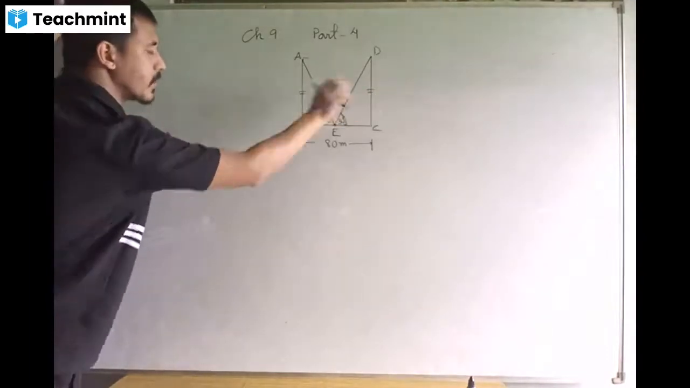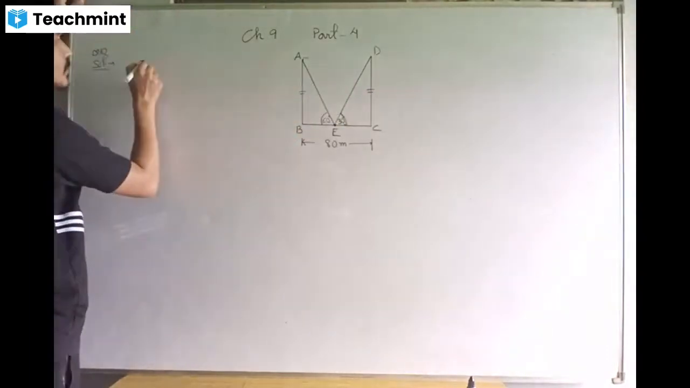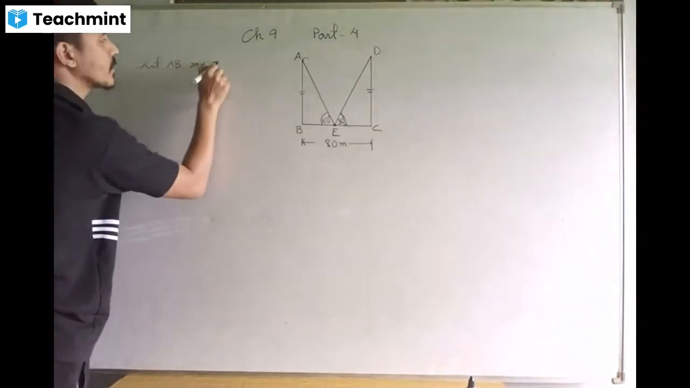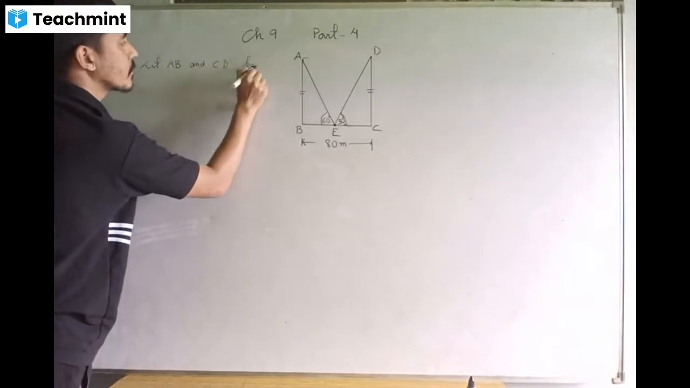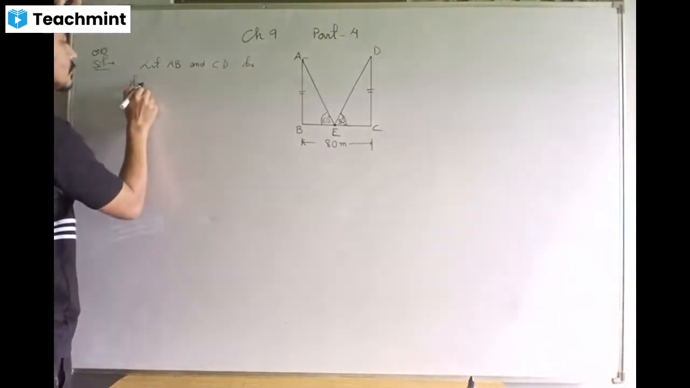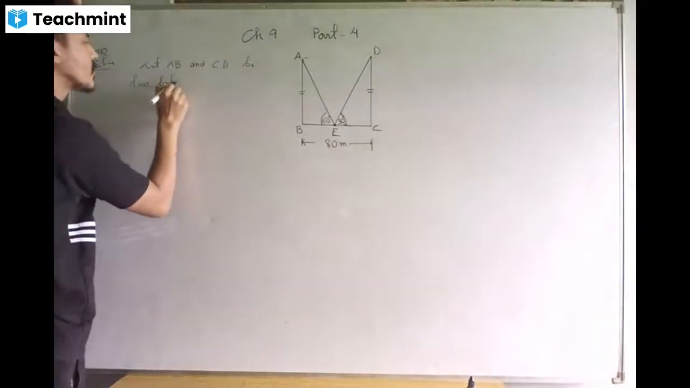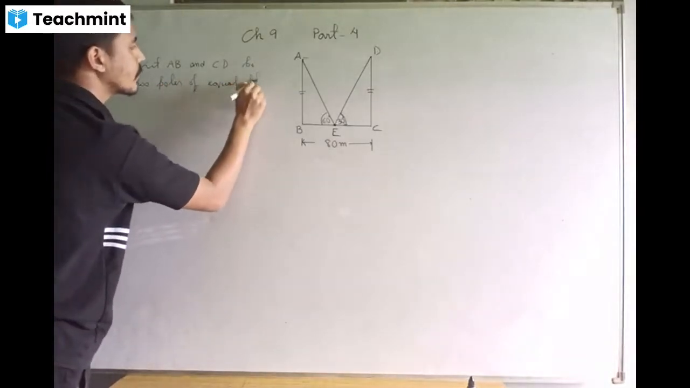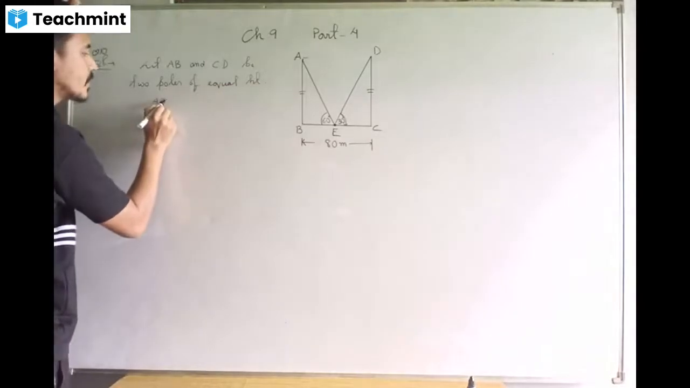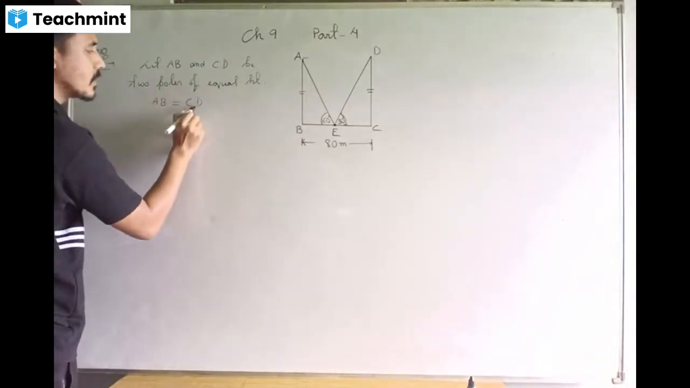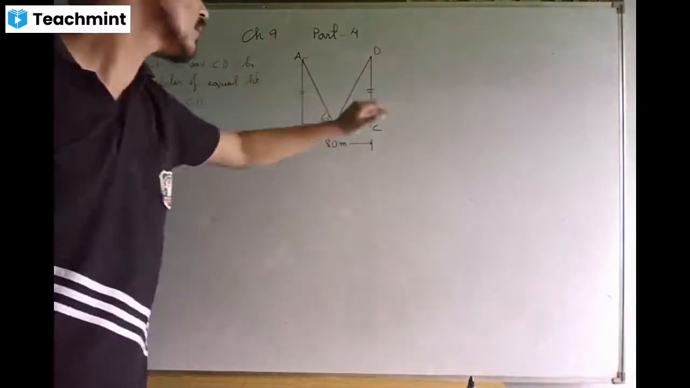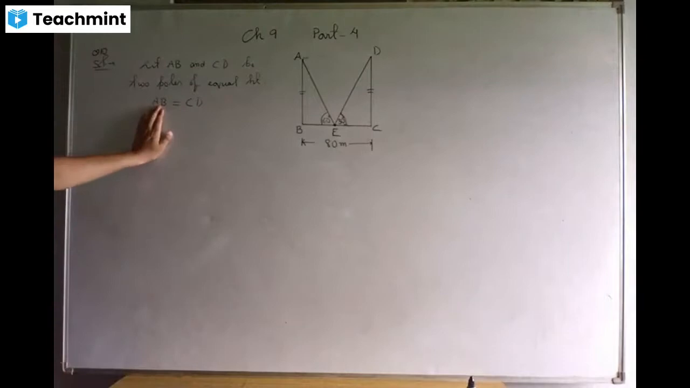AB and CD are the two poles of equal height, right? So let AB and CD be two poles of equal height. That means AB is equal to CD. Because AB and CD are two poles of equal height, the height of AB is equal to the height of CD.